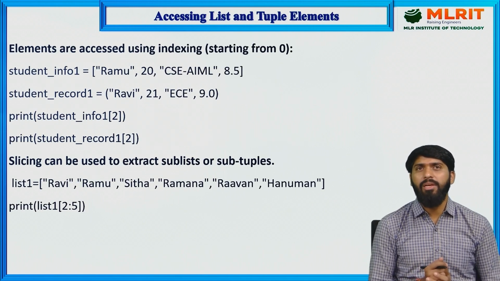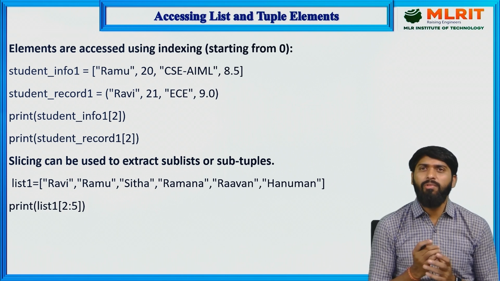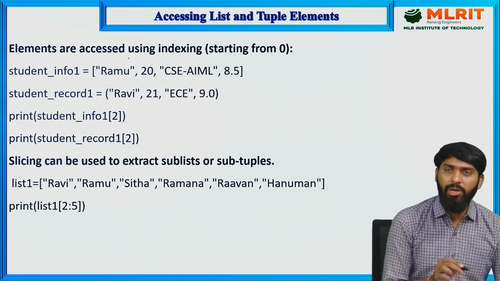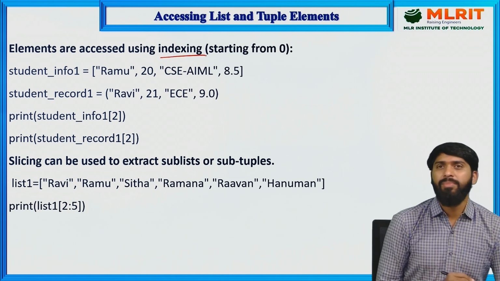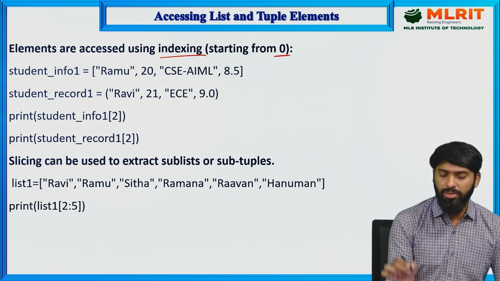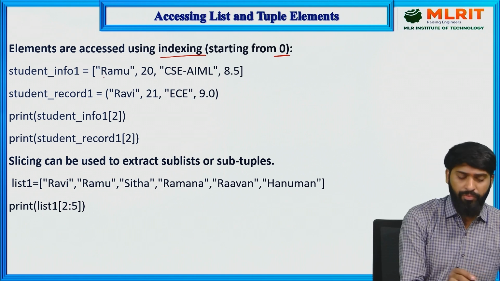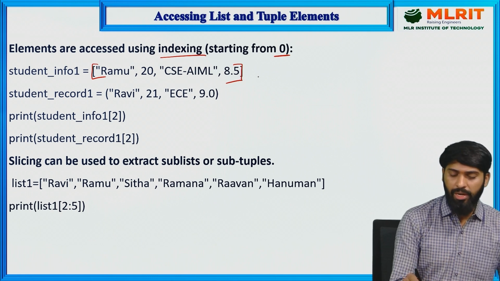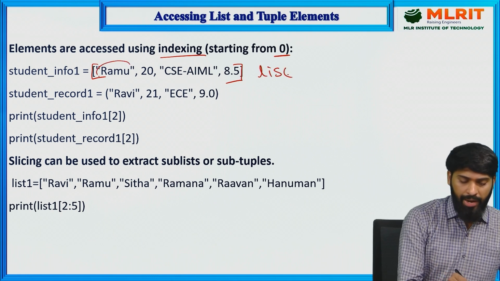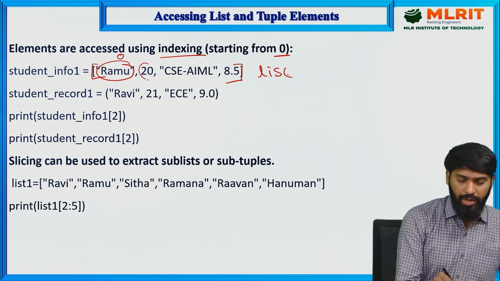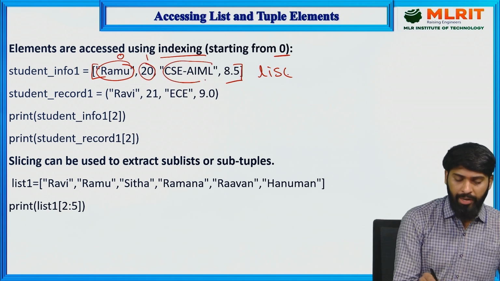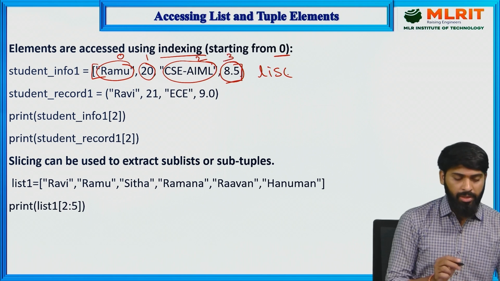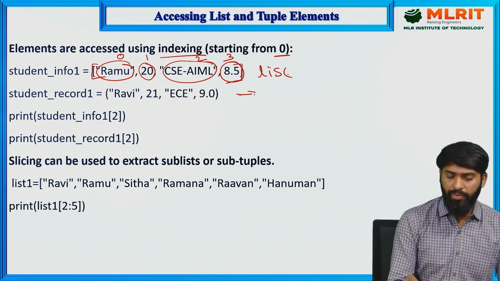Next, accessing list and tuple elements. In C, how do we access the elements in an array? Using indexing. Similarly, here also elements are accessed using indexing. The starting index is 0. Here, this is student info 1, which I defined with square brackets, so this is a list. The first item index is 0, the second item index is 1, the third item index is 2, the fourth item index is 3. Similarly, student record 1, this I defined as a tuple.